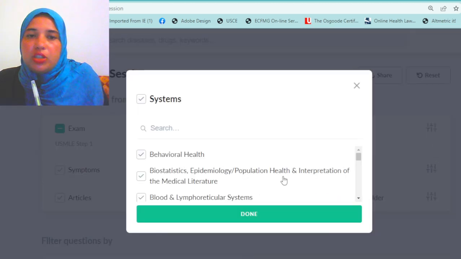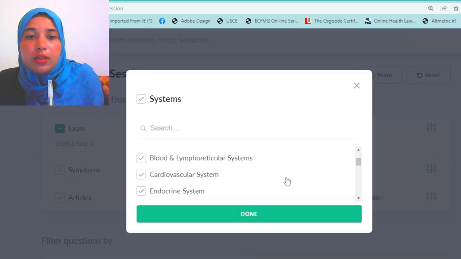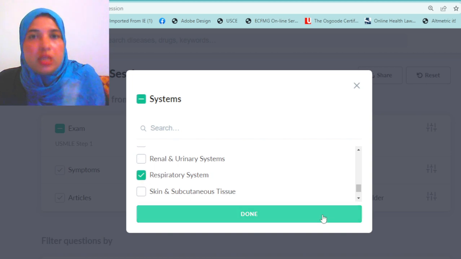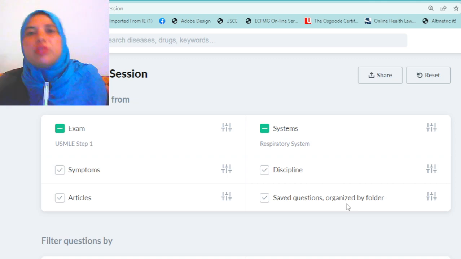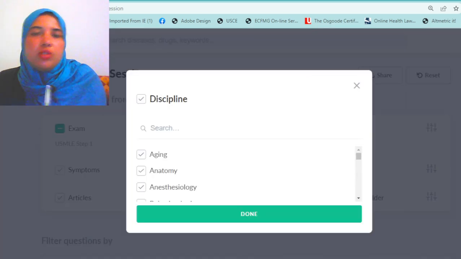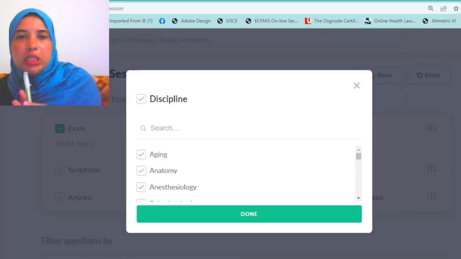The next thing you're going to do is select systems. So we're going to go down here and select respiratory system. You can obviously see that all the systems are available for you. If you want to study by reading a chapter and then solving the questions for that chapter, you can do that. The other way that you can also make a qbank is by discipline.